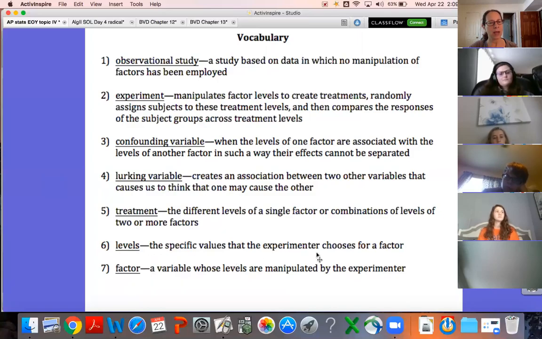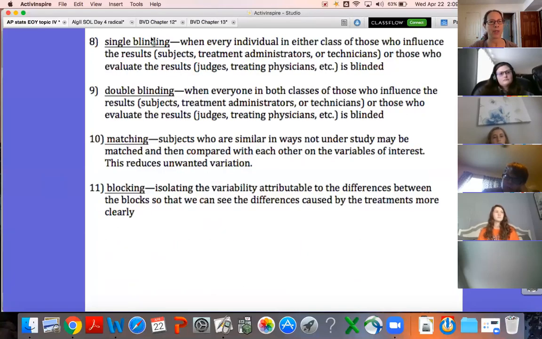A level is how many different ways you can make a factor, and we'll talk about that in a minute. And a factor is the different variables that you're manipulating. Single blind is when the people who are being treated don't know what's going on. Double blind is when the people giving the treatment also don't know who is getting the treatment and who isn't.